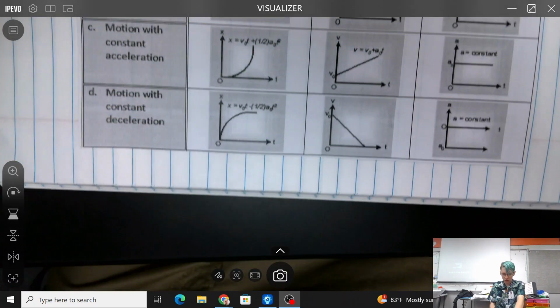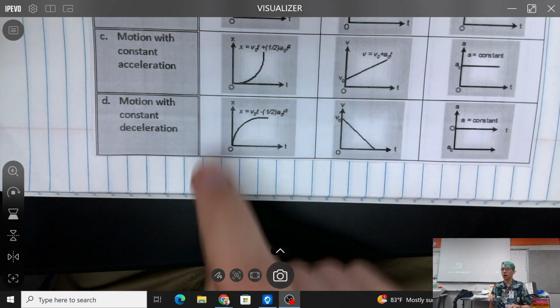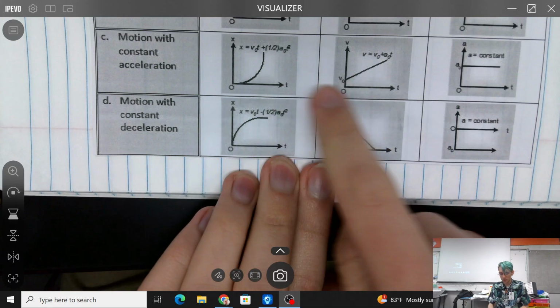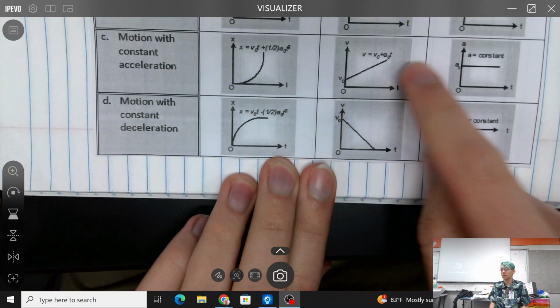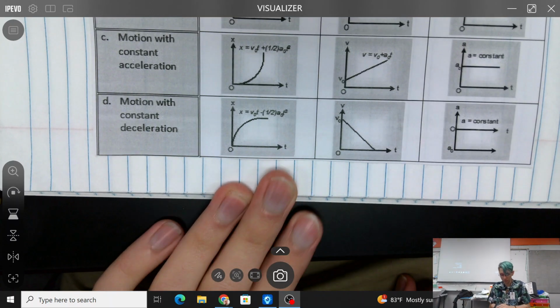Same situation, we have a constant acceleration going up, it's constantly speeding up. Let's say that you're throwing on the gas pedal, slamming on it. Your velocity is going to constantly go up, and your acceleration is remaining constant until you let off the gas pedal and you start decelerating.